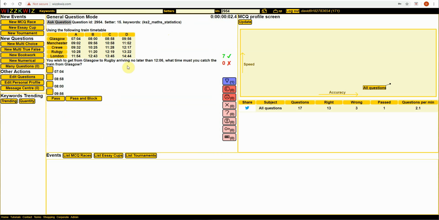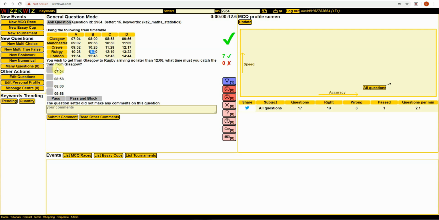Okay, so you wish to get to Glasgow from Rugby no later than 12:06. So here's Rugby 12:06, so that's too late, so that's the time, that's the one you want, from Glasgow, 8 o'clock. Okay, and we'll see later how you can actually put tables into your own randomly generated questions.